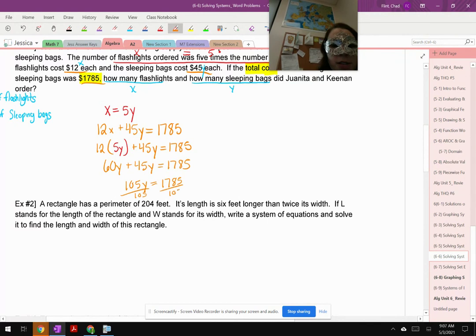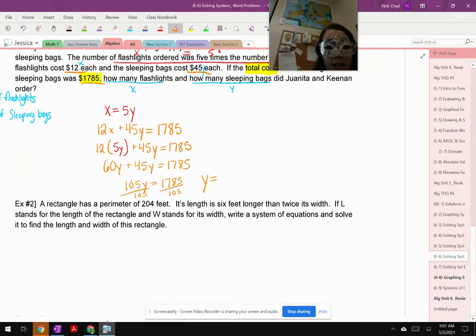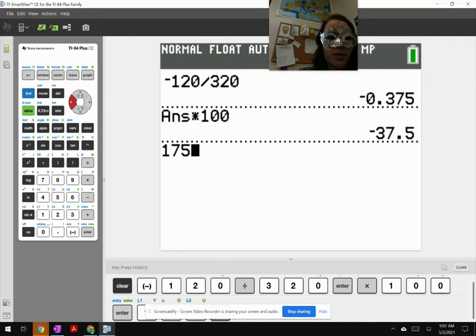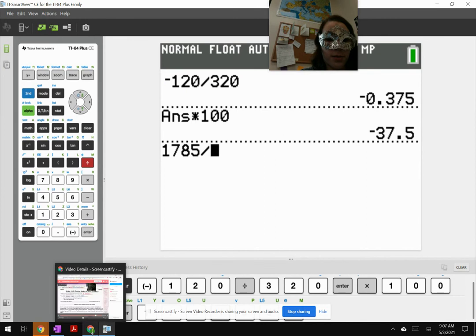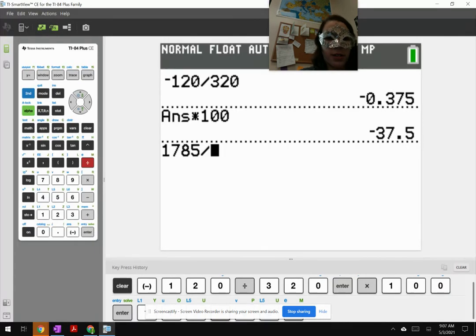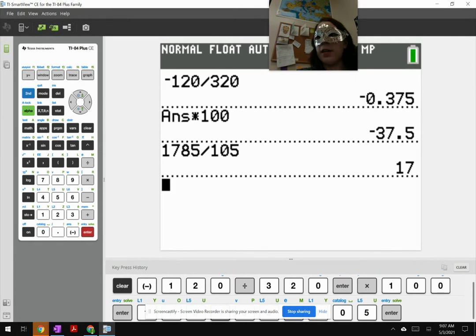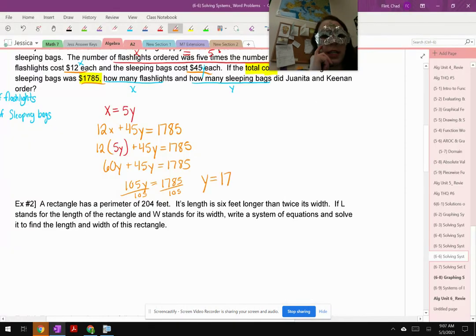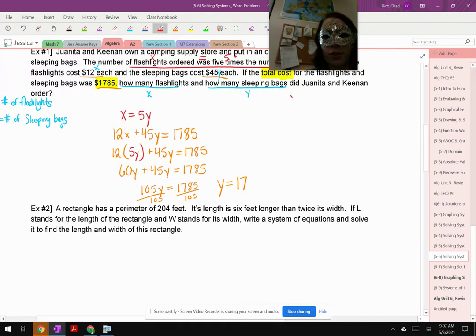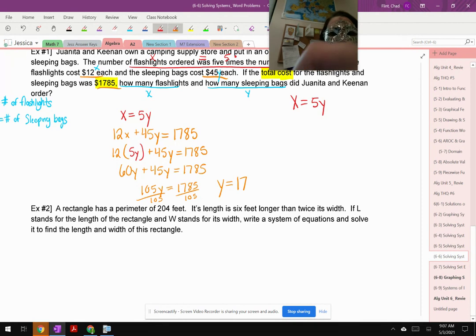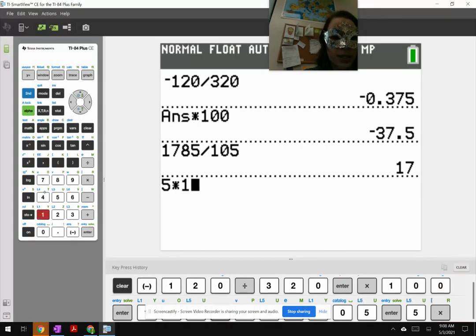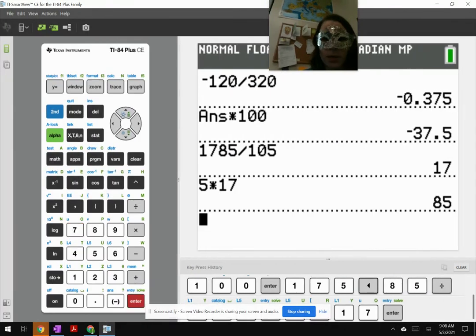The last solving step to isolate that y is to divide 1785 by, what was it? 105. And that gives me 17. So y equals 17. Okay, so now we need to use that value for y, 17, and find out our x value, which I'm going to use that top equation because it's pretty simple. So in for y, I'm putting in 17. So x is equal to whatever 5 times 17 is, which is 85.